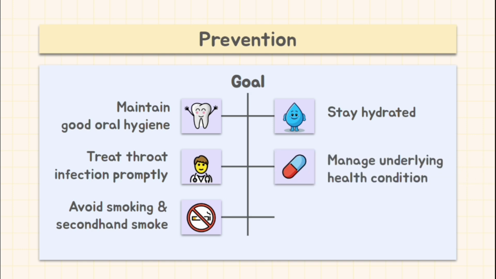Manage underlying health conditions. For example, one of the risk factors for parapharyngeal abscess is uncontrolled diabetes mellitus. Hence, we have to manage well the underlying health conditions. Last but not least, avoid irritants and allergens. Certain environmental factors, such as air pollution and cigarette smoke, may irritate the throat and make it more susceptible to infections. In conclusion, implementing these preventive measures and maintaining good throat health can greatly reduce the risk of developing a parapharyngeal abscess.